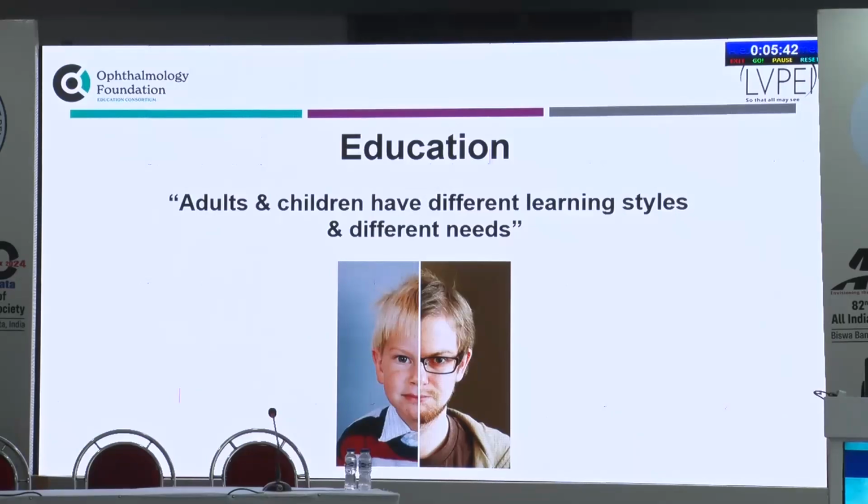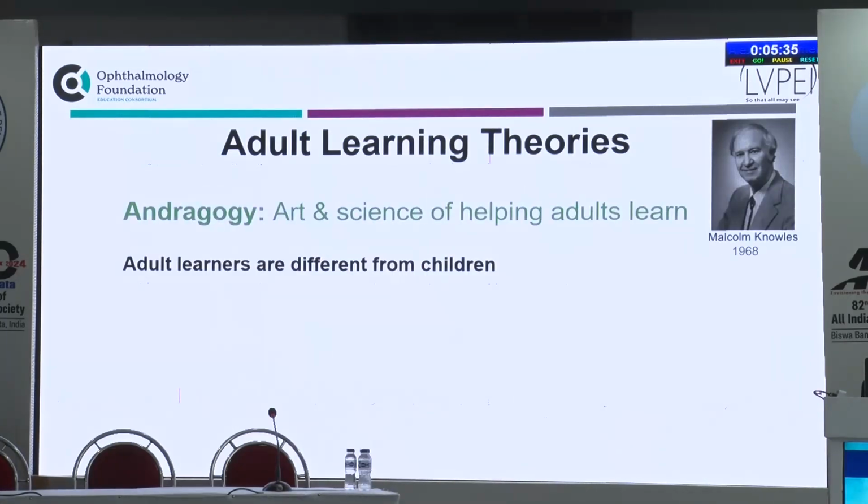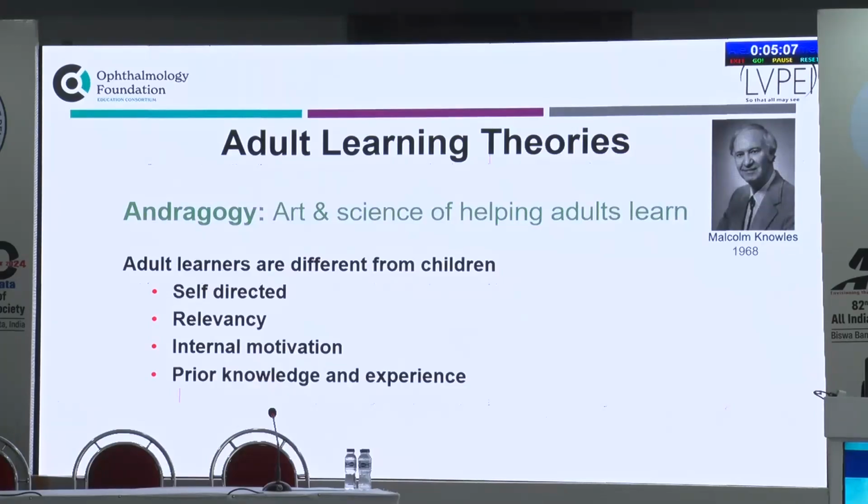So let me come to the topic. That adults and children have different learning styles and different needs is a fact. This fact was first highlighted in 1968 by Malcolm Knowles, who gave certain characteristics of adult learners. Adult learners are usually self-directed. They learn better if they know the relevance of the learning, and for that, they require an internal motivation.